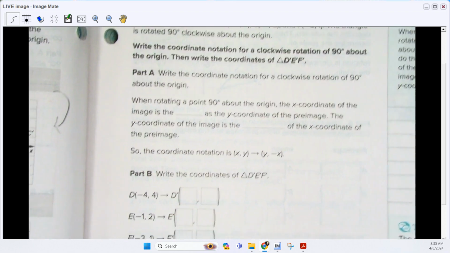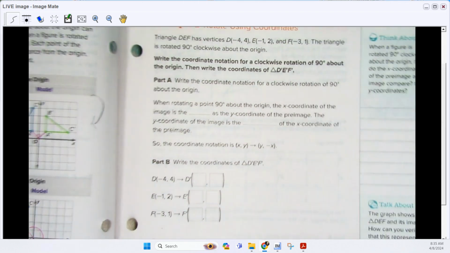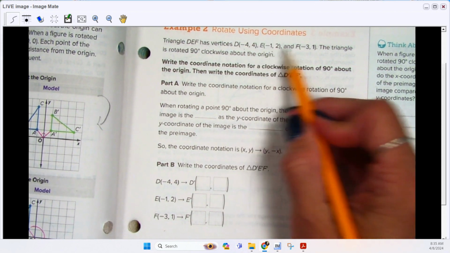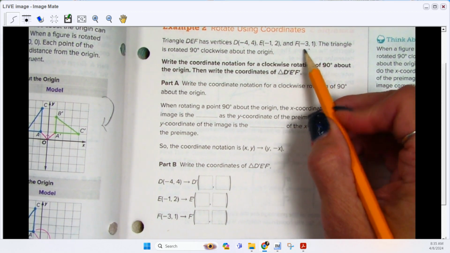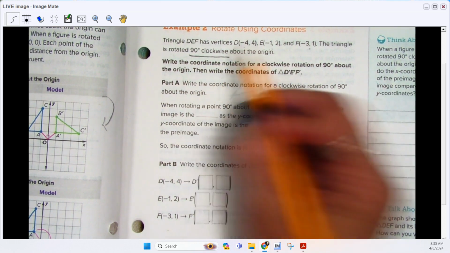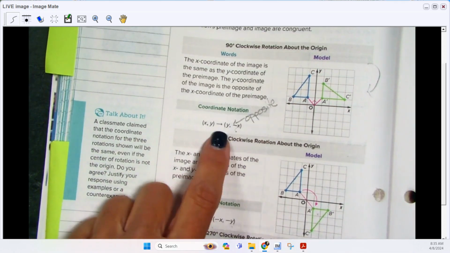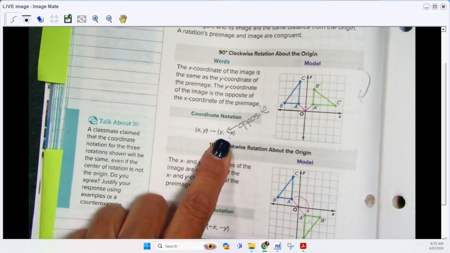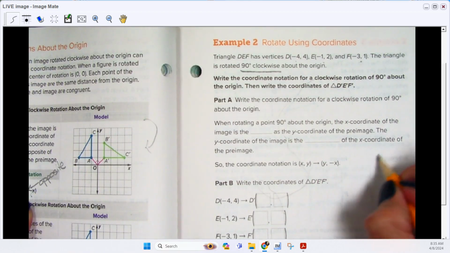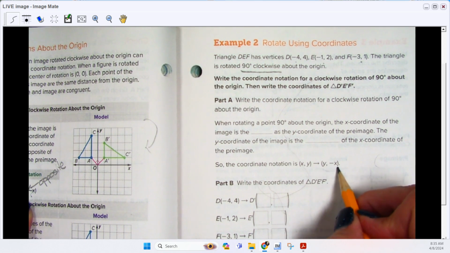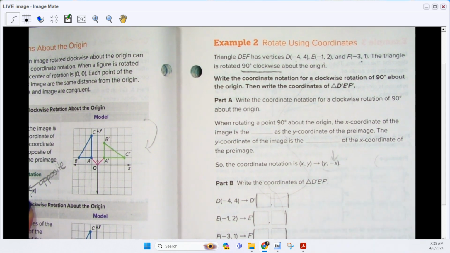So what we're going to do right here, we have the points -4, 4, -1, 2, and -3, 1. And it's going to be rotated 90 degrees clockwise. If I look over here at 90 degrees clockwise, that means I'm going to switch my X and Y. And what is now in the Y position is its opposite.